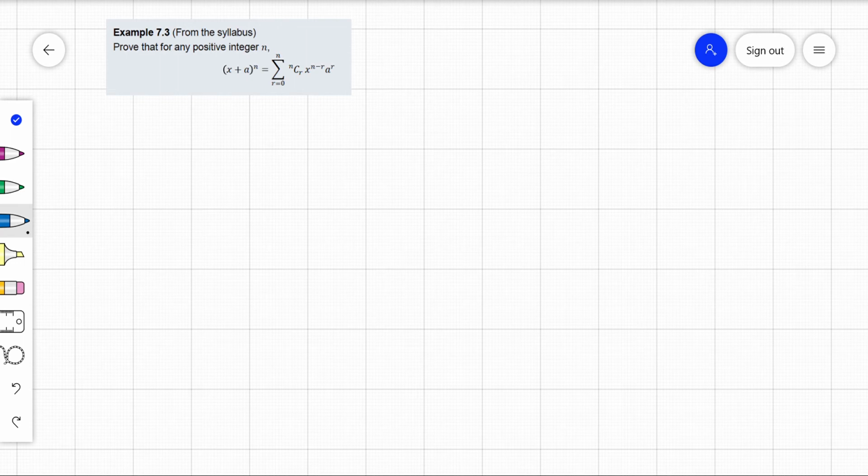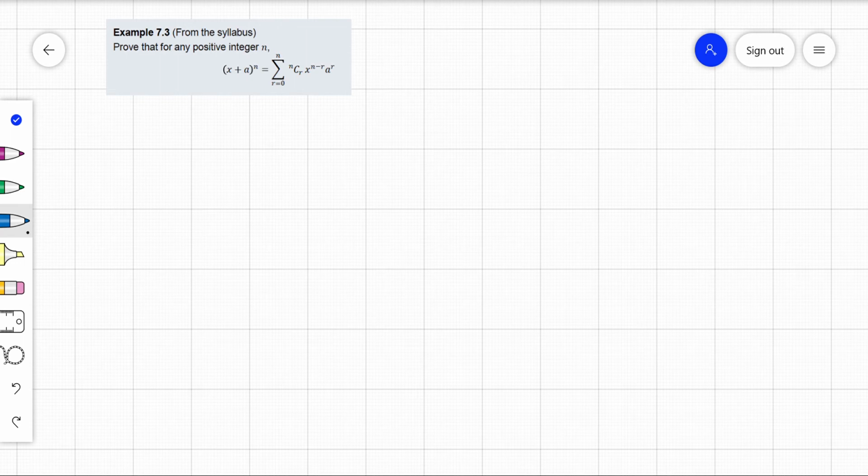Okay, so a little bit tricky because you've got to really pay attention to detail for this one. So again, I'm going to be naughty and skip. Let P of n represent the proposition. Have a look at P of 1. Is it true? Well, if I look at the left-hand side, I'm saying x plus a to the power of 1, which is x plus a.